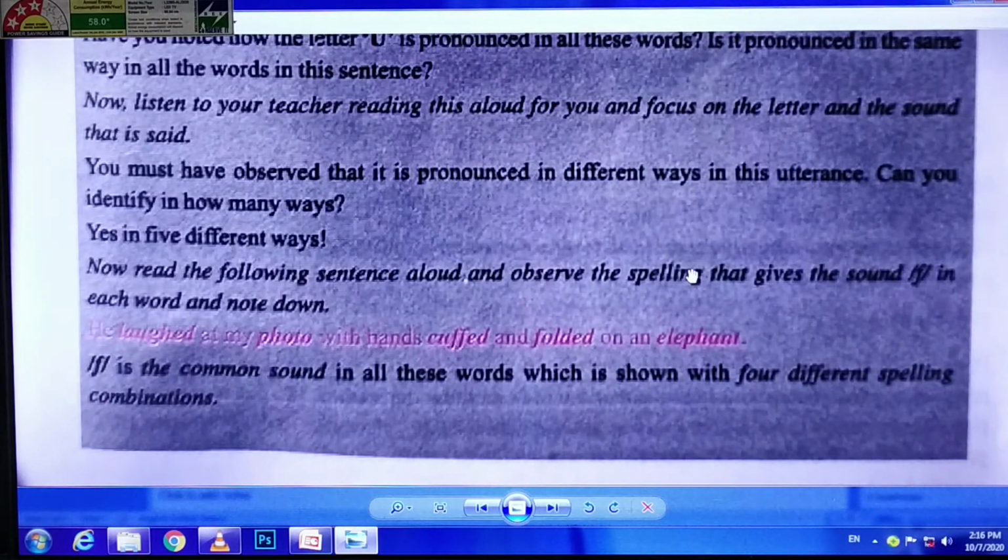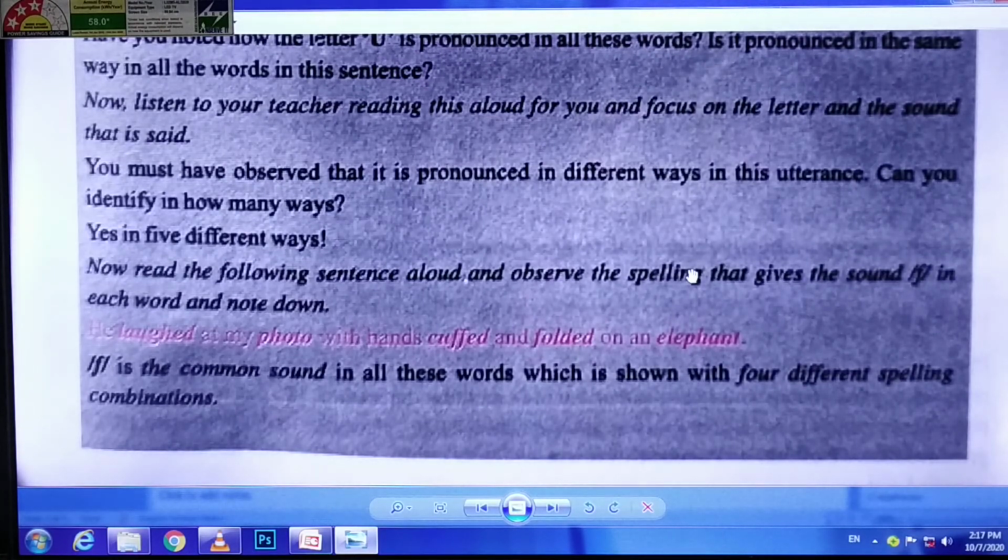Now, read the following sentence aloud and observe the spelling that gives the sound fa. There is the letter F, phonetic symbol F, in each word; note it down. He laughed at my photo with hands cuffed and folded on an elephant. I repeat. He laughed at my photo with hands cuffed and folded on an elephant. See the F, fa symbol in the phonemic symbols here in the last line. Fa is the common sound in all these words, which is shown with 4 different spelling combinations.